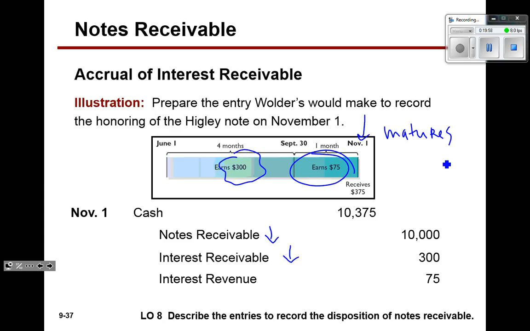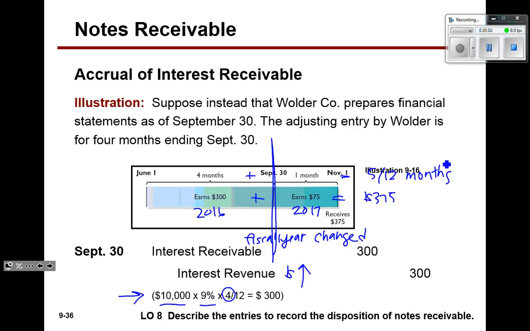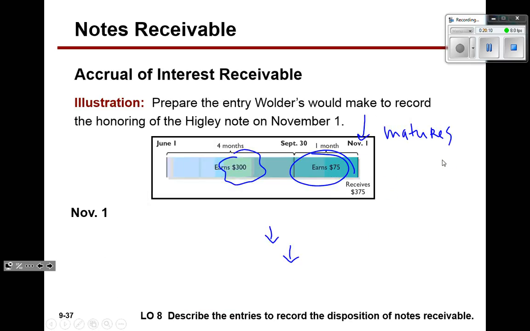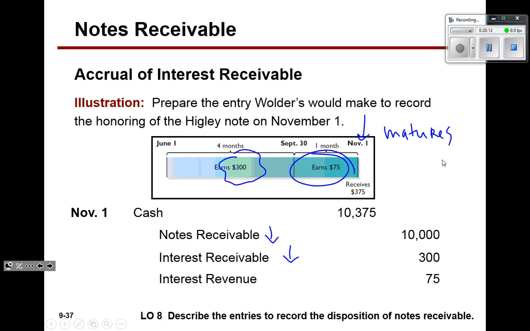If I go back here, interest receivable. Anytime I see the word receivable, do I have that in my hands yet? No, we're going to receive the 300. Then the next year it's going to go down, and the revenue we earn in 2017 is $75 instead.